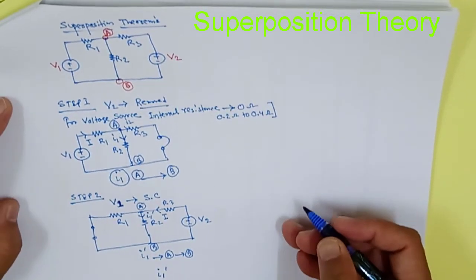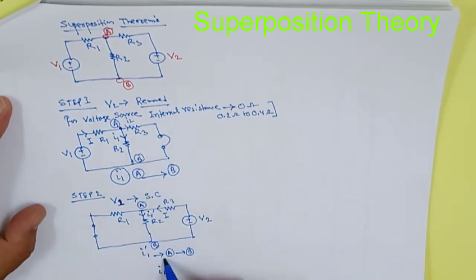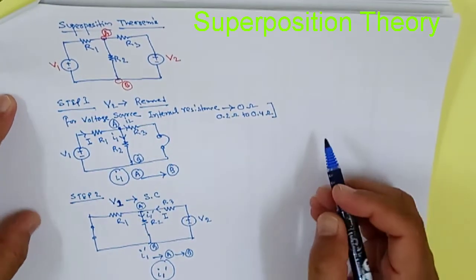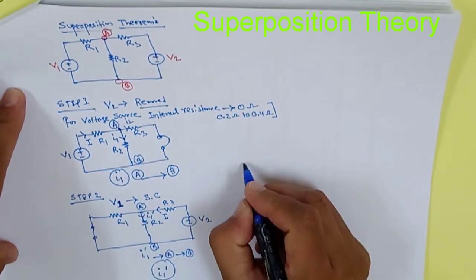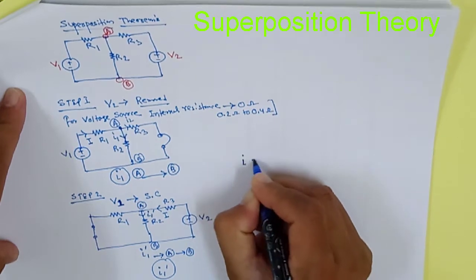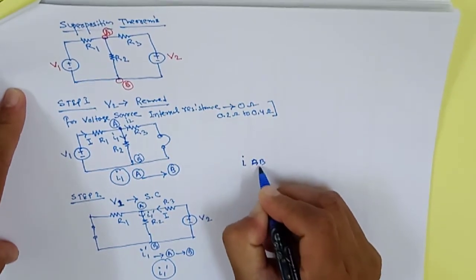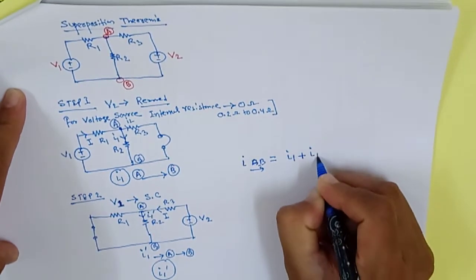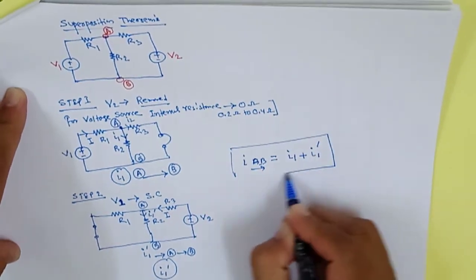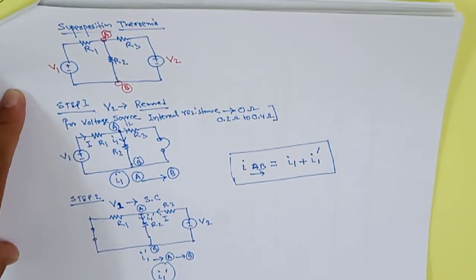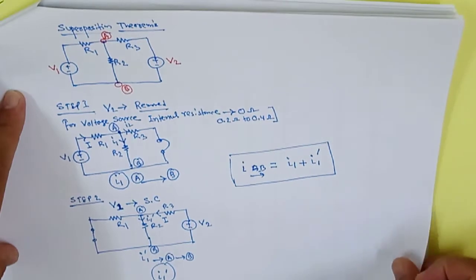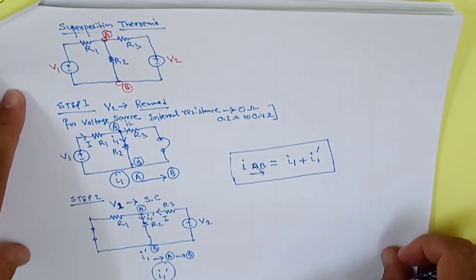So now we have individually calculated the values of I1 and I1 star. Now when both the voltage sources are there, what do we have to do? As per the superposition theorem, the total current I across AB is equal to I1 plus I1 star. This is the formula. Based on that formula, you have to solve all superposition theorem problems. So for the same circuit, we're going to start a simple problem so that you can understand how the superposition theorem works and how we can solve different problems.